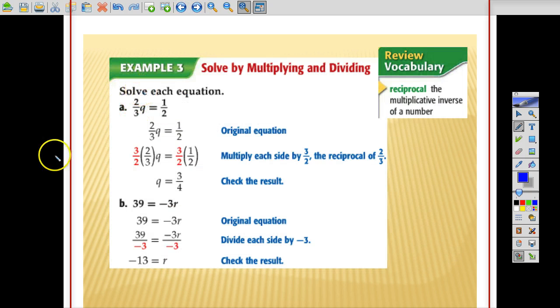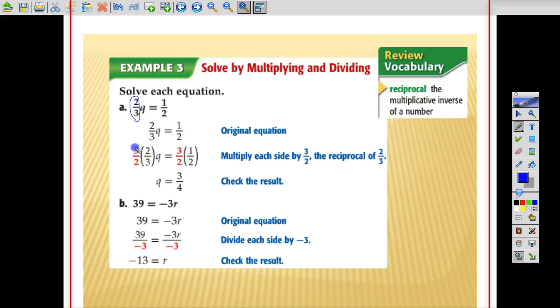Okay, solve each equation. So here you have 2/3 of Q. That means you need to multiply each side by its reciprocal. Reciprocal is just upside down. So 2 over 3, if you want to get rid of it, multiply each side by the flip number, 3 over 2, on each side.